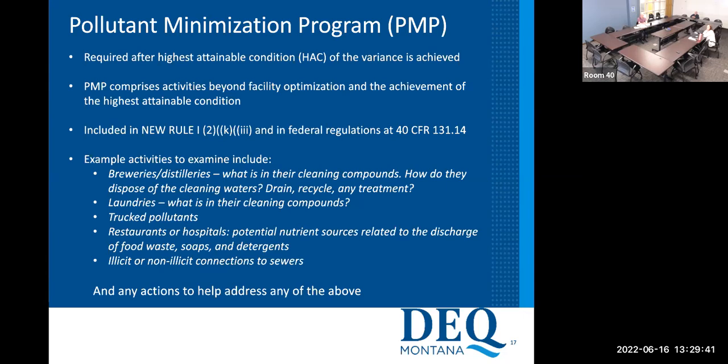For example, the facility might be asked to examine whether there are breweries or distilleries sending effluent to their facility. What's in their cleaning compounds? How do they dispose of any cleaning water? Do they do any recycling? Do they do any pretreatment? What about laundries? What's in their cleaning compounds? Anything unusual? Anything that should be of concern? Or truck pollutants? Some places receive truck pollutants from other areas, septic pump out stations, etc. Restaurants or hospitals. Are there any potential things such as nutrient sources related to the discharge of food waste, soaps, or detergent? Or perhaps, depending on what the water quality standard is that you're concerned with, there might even be some point in looking into illicit or non-illicit connections to sewers regarding that particular pollutant. And then along with the PMP are any actions to help address any of the above that the applicant can identify, if there are such actions that can be taken up.